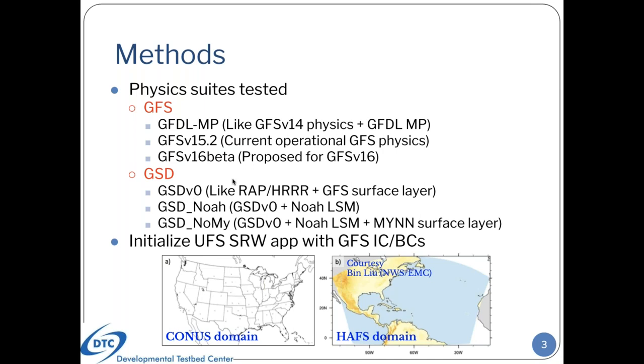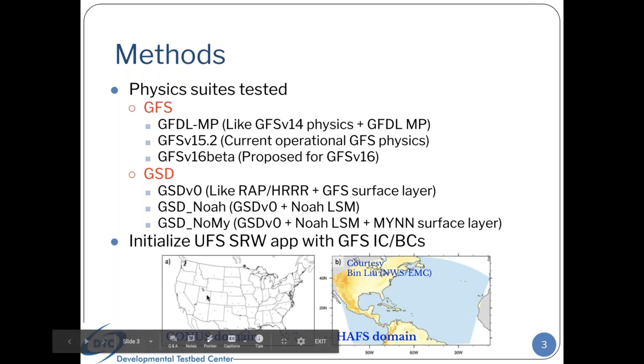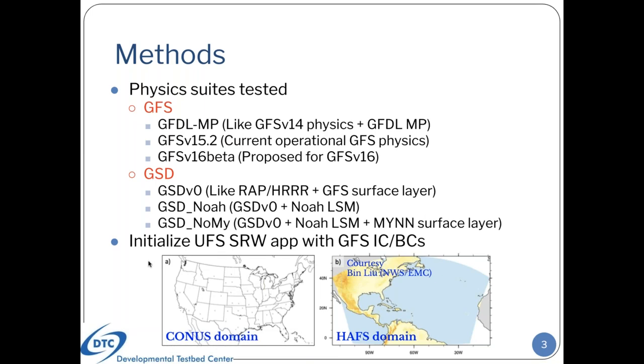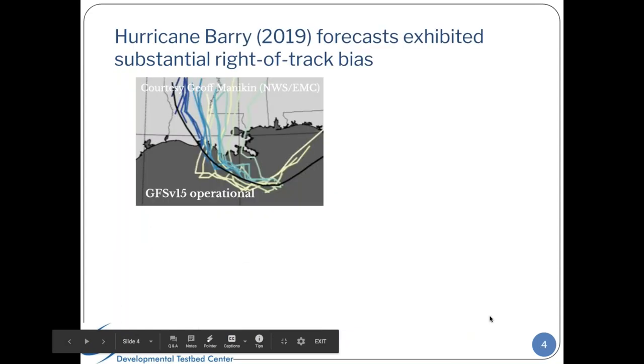Likewise, there's also a progression in physics suite maturity for the GSD physics, going from version 0, an early version of the physics, to a version of the GSD physics that uses the NOAA LSM, as well as the MYNN surface layer. These were regional simulations conducted with the short range weather app. You can see the domains that we used here. The CONUS domain was used for the severe weather case, as well as the heat wave case, while a domain similar to the one used in the UFS hurricane application was used for the Hurricane Barry case.